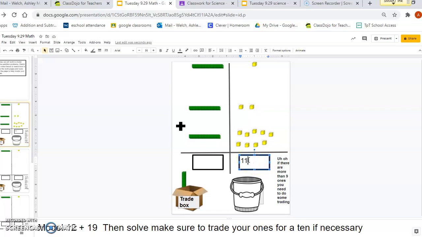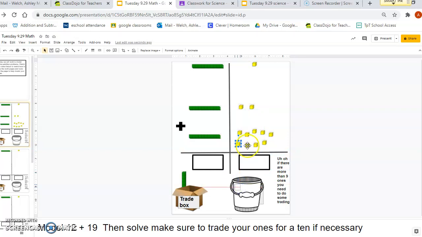The math word for this is called regrouping. So I'm going to regroup or trade some, and I'm going to trade them for a 10. So I'm going to trade 10 ones, and I'm going to show you how to do that. So I know I have 11 ones, but I can't keep them all in the ones place. So I'm going to trade 10 by putting them in my bucket. My bucket is where I'm going to put my ones that I'm going to use to trade for a tens block.